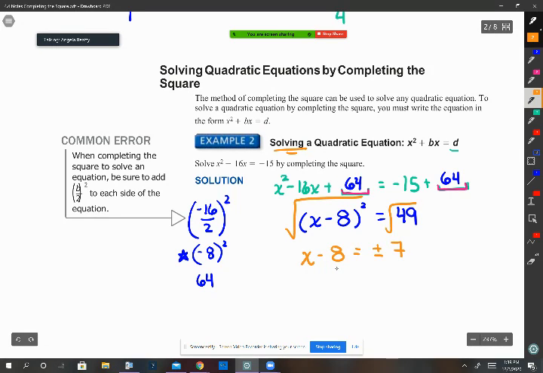And now we're trying to get x all alone. How do I get that x to go away? How do I get the x all alone? I need to get rid of the minus 8. Good. So we're going to add 8 to both sides.